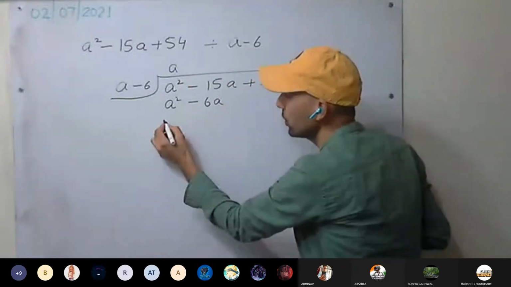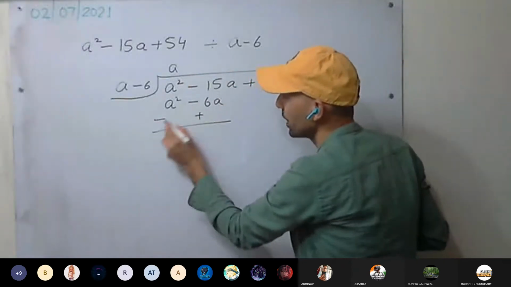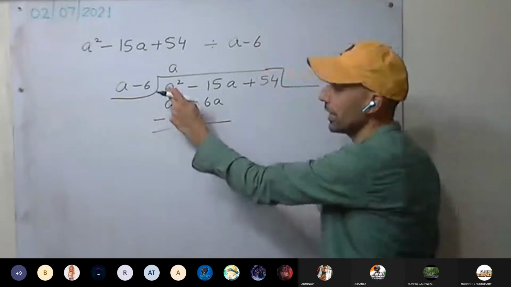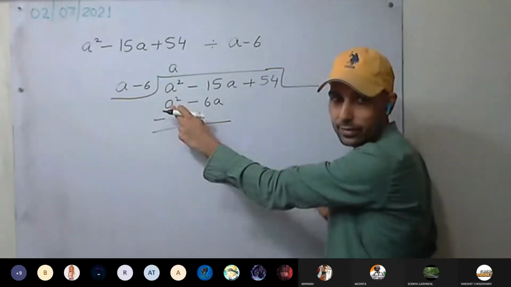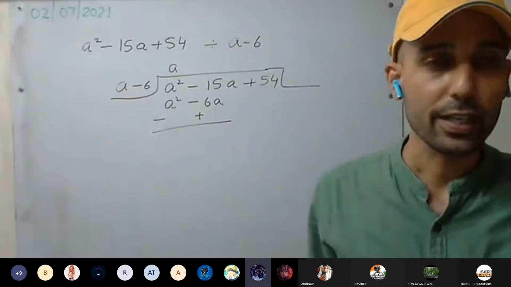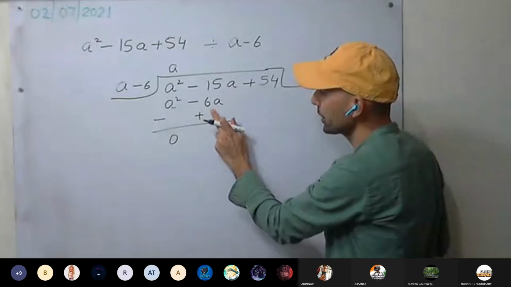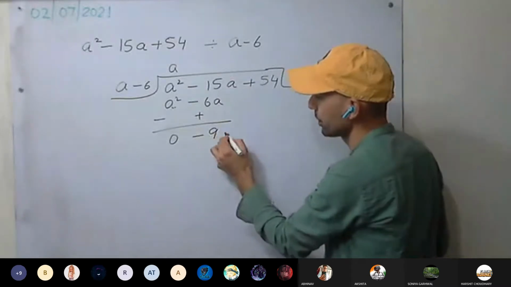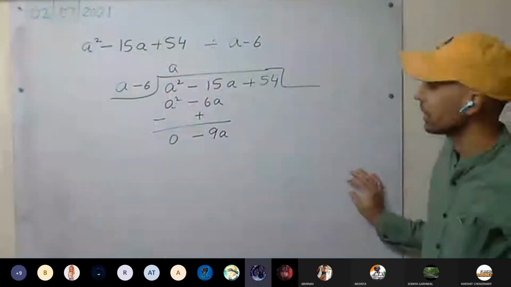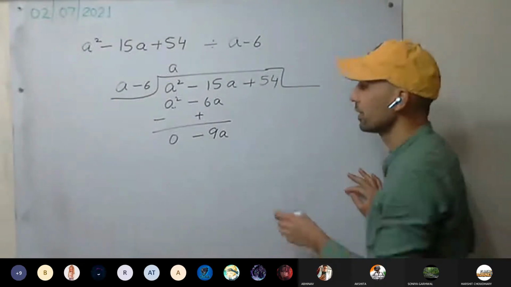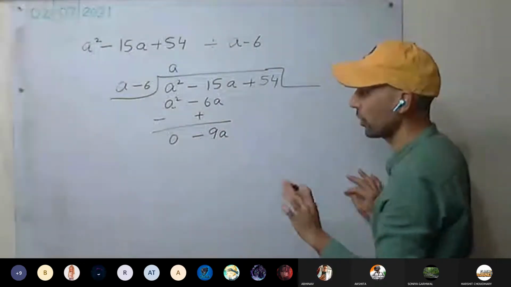Now subtract them. So it will be minus, it will be plus. A square minus a square, 0. Minus 15a plus 6a, minus 9a. Okay, this we have.